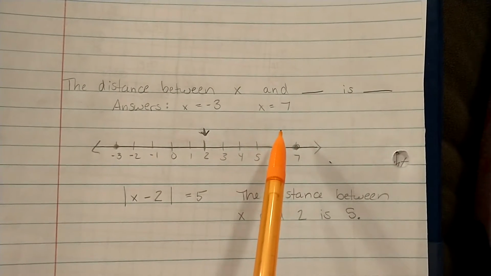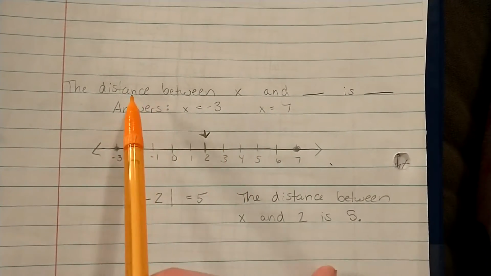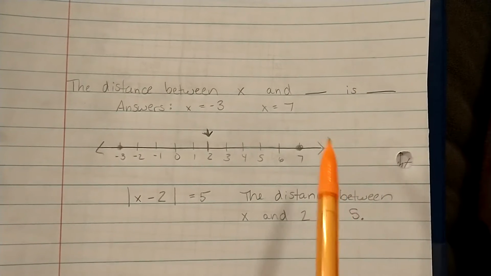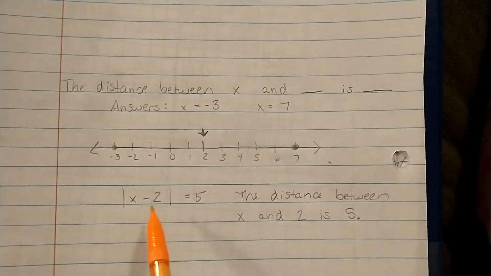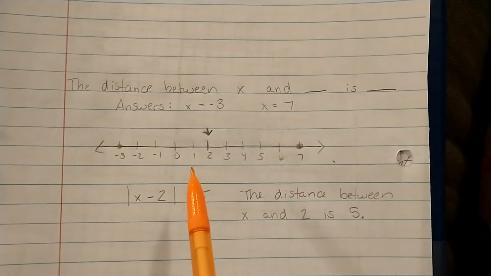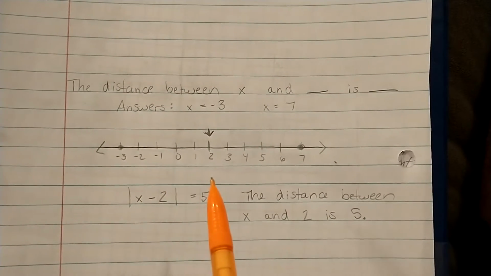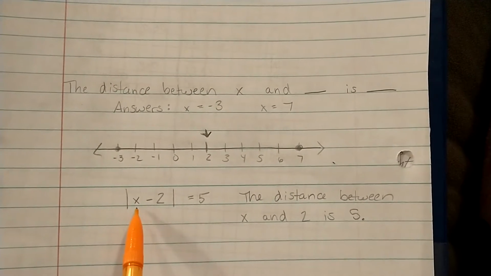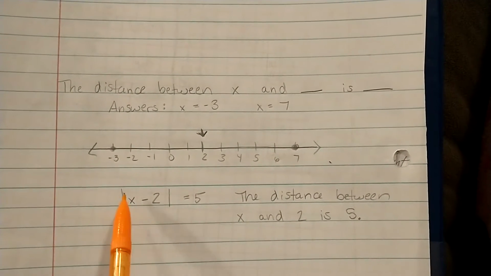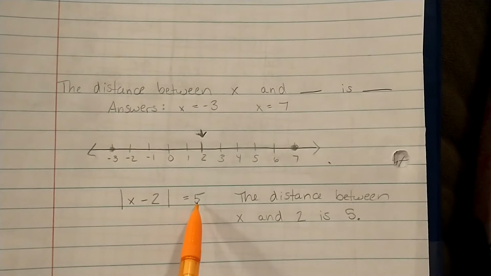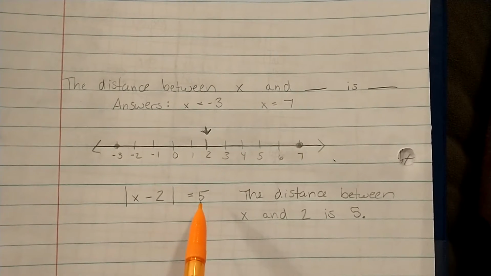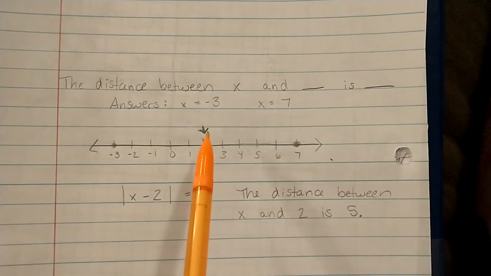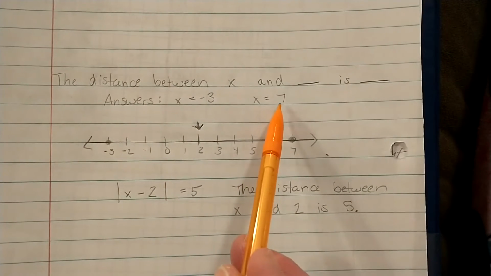So anytime you have something that says the distance between x and something is something, it's talking about absolute value. And if you remember, absolute value is the distance away from something. So, like, if you look at this, the absolute value of x minus 2 equals 5, okay? The way we got this is because we know the answers are -3 and 7.